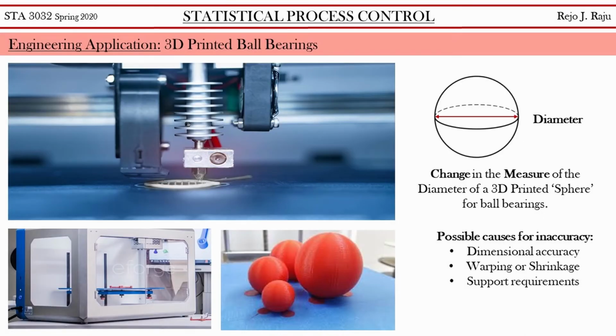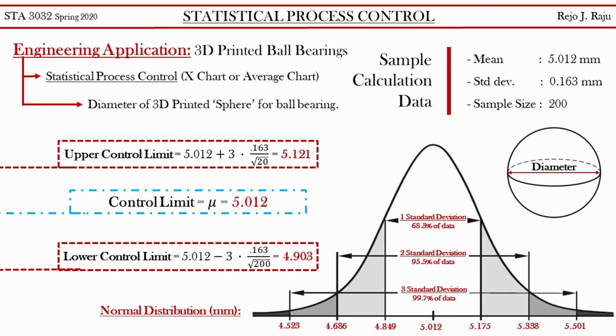Now let's bridge this topic over to an engineering application. Let's analyze the diameter of a 3D printed sphere that can be used for ball bearings. When we analyze the sample data with a sample size of 200, we see that the mean is 5.012 millimeters and there's a sample standard deviation of 0.163 millimeters.